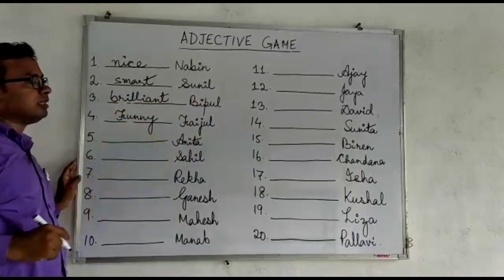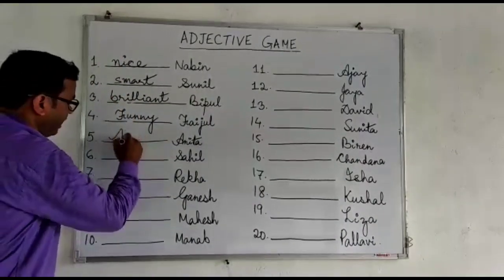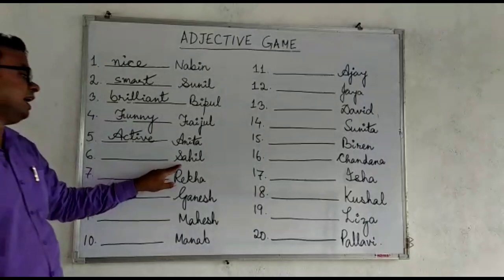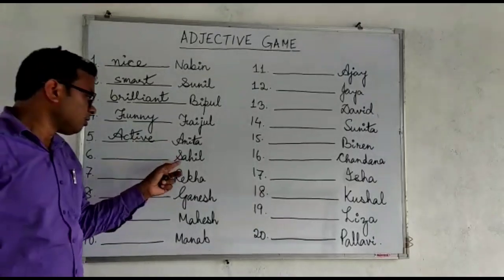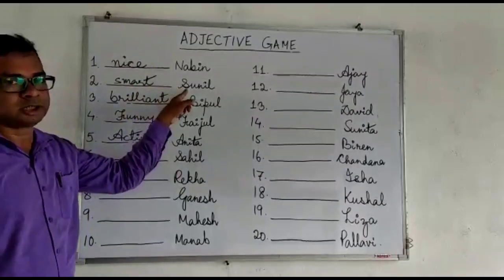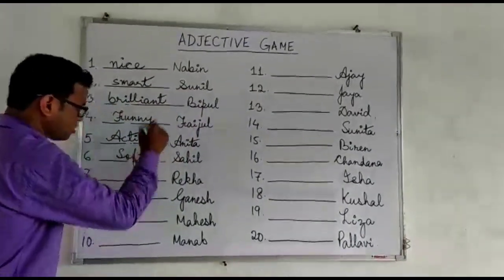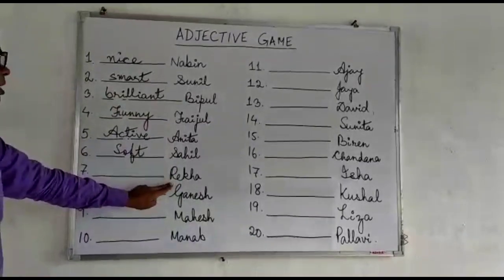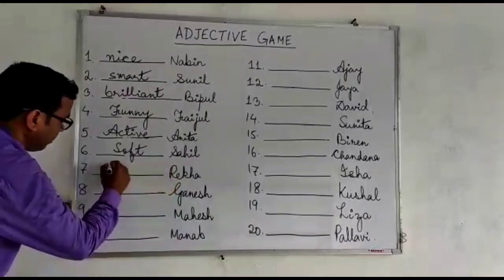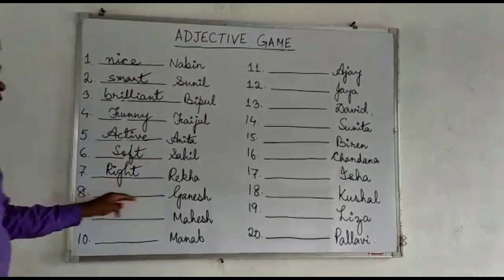Now Anita, what will Anita say? She will also start from number 1, and for her name she will say active Anita. Then next is Sahil. Sahil will think of another adjective rather than smart, because smart has already been used by Sunil. So he may call himself soft. So soft Sahil. Then what will Rekha do? Rekha will tell all the adjectives and the students' names, and then for herself, right Rekha.